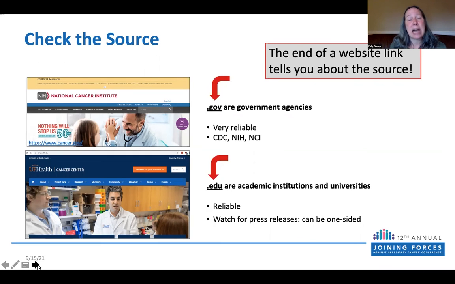Websites ending in .edu are from academic institutions and universities. And these are also very reliable sites. It's scientists putting out information about medical information or content information from hospitals.